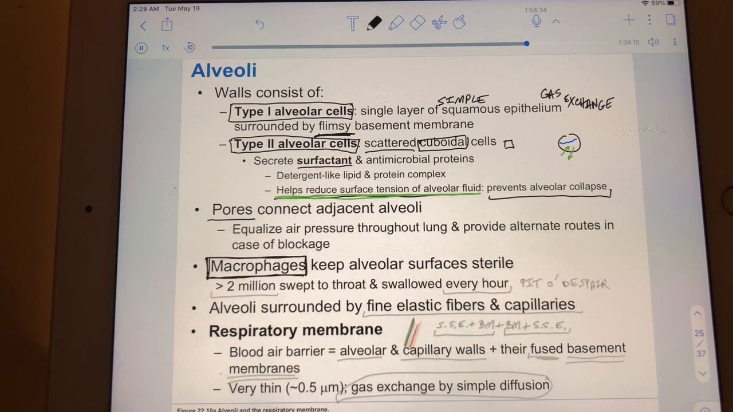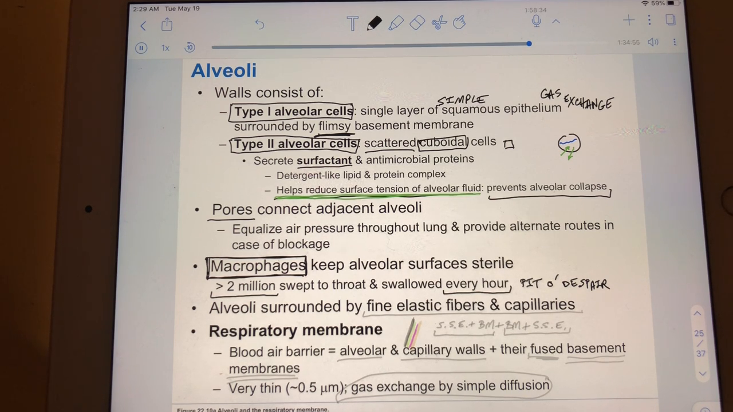And we actually sweep those macrophages up the trachea all day long and swallow them all day long to send them to, of course, our stomach. So these are macrophages that we're actually going to sacrifice in an effort to kill whatever they may have engulfed, okay? We actually sweep up to the oropharynx for swallowing more than 2 million every hour. How crazy is that? That's nuts.